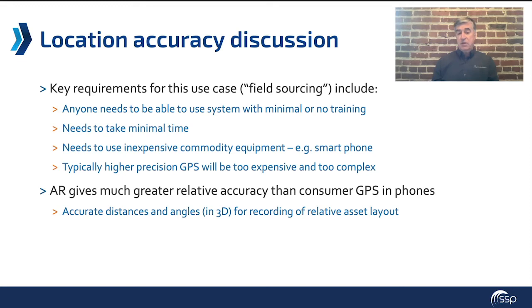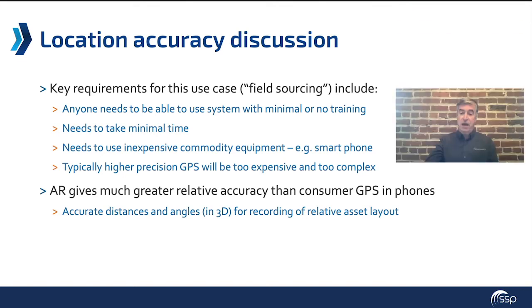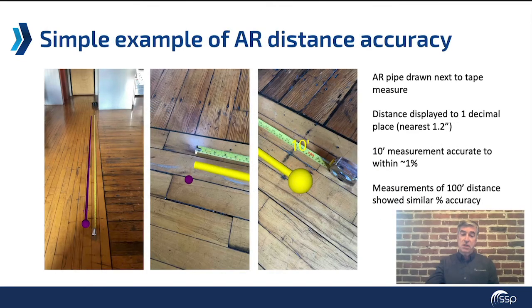So the interesting thing here is that AR gives much greater relative accuracy than consumer GPS in phones does. It measures accurate distances and angles in 3D, as I mentioned, for recording of relative asset layout. And in my testing, I found that distance measurements, on the whole, in the range of tests I've done, are accurate to more or less 1%.